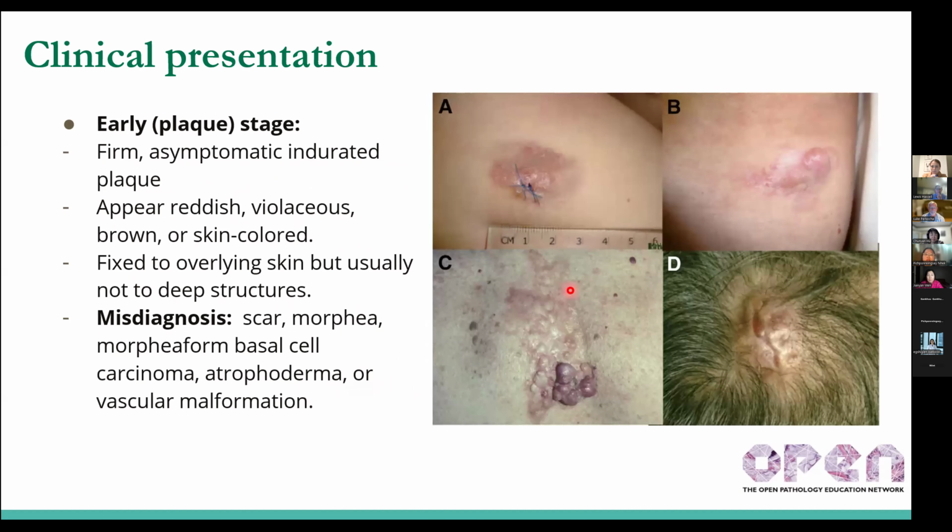For clinical presentation, it presents in two stages. The first stage is called the early or plaque stage. As you can see in this picture, it is a firm, asymptomatic indurated plaque. It can appear reddish, violaceous, brown, or skin colored. It is fixed to the overlying skin, but usually not going into the deep structures. At this stage, it can be misdiagnosed as scar, morphea, morpheaform basal cell carcinoma, atrophoderma, or vascular malformation.